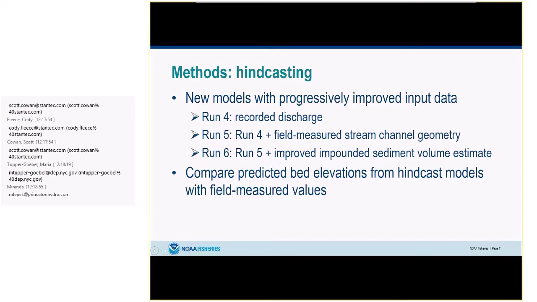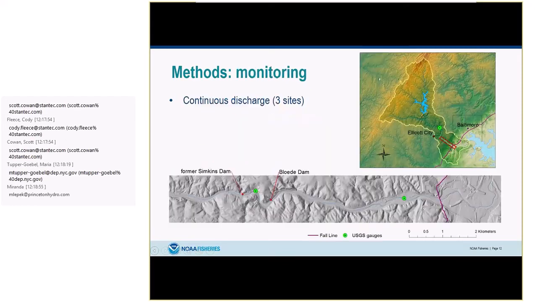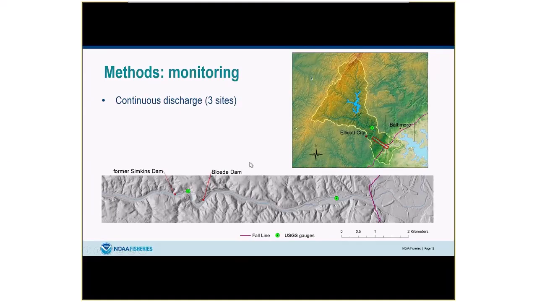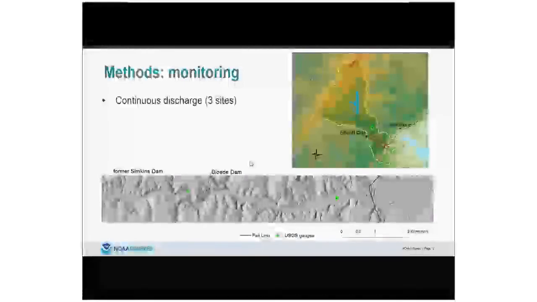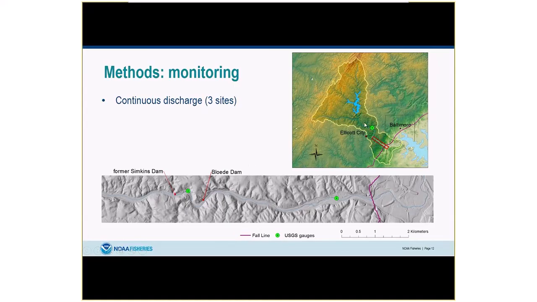Okay, so now let's just quickly review the monitoring methods. These data, after all, are the data used to evaluate the forecast and the hindcast models. So at the Simkins site, we have 3 stream gauges. Oh, by the way, I'm on slide 12. We have 3 stream gauges measuring continuous discharge. One is upstream of the site, and I'm pointing to it now in the inset map, a green dot above the red rectangle, or upstream of the red rectangle. That's a site with about 70 years of record.